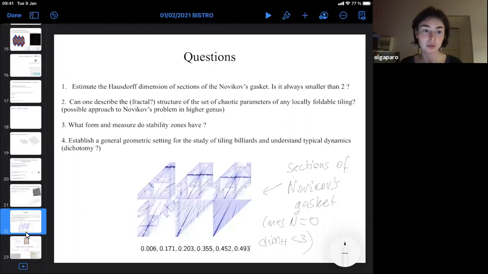And the fourth question, a much more general one, is can we understand something else? Can we understand tiling billiards and not only locally foldable tilings? Is there some geometric setting for the study of the tilings? And can we understand typical dynamics? Is there some dichotomy of ergodicity versus integrability or something like this?